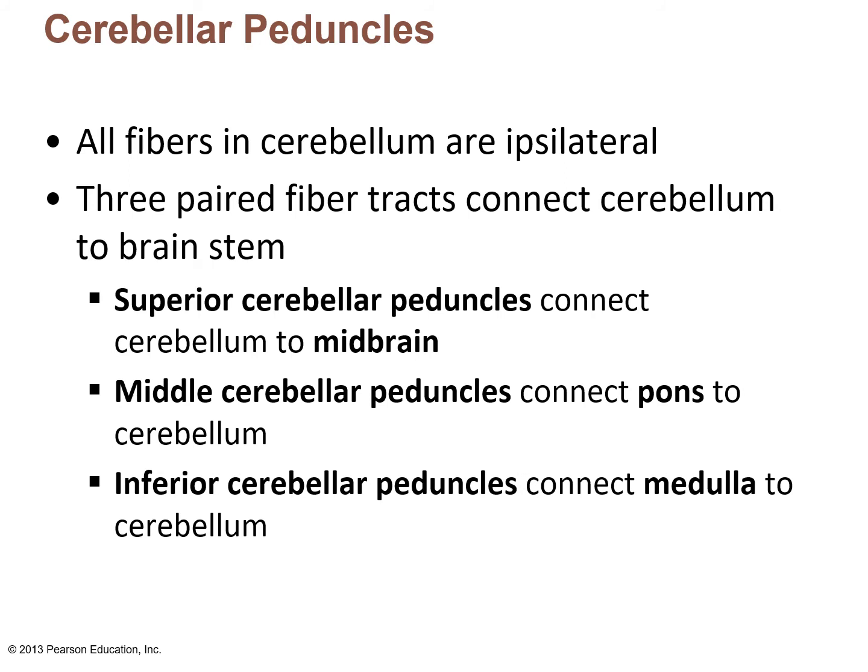There are 3 tracts that connect the cerebellum to the brainstem: the superior cerebellar peduncles, which connect the cerebellum to the midbrain, the middle cerebellar peduncles, which connect the pons to the cerebellum, and the inferior cerebellar peduncles, which connect the medulla to the cerebellum. So if you'll recall, the brainstem goes midbrain most superiorly, inferior to that, pons, inferior to that, the medulla. And so it should make sense that the peduncles are superior, middle, and inferior, coming from the midbrain, the pons, and the medulla, respectively.